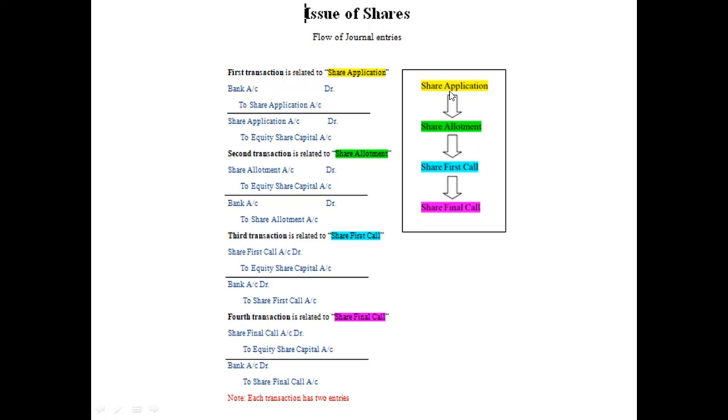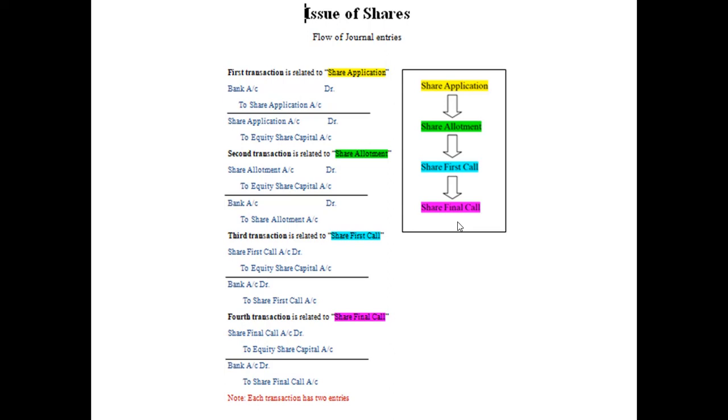First there will be share application, after that share allotment, then share first call and share final call. In some cases, the first call and final call can be combined together to form share first and final call. At that point there will be only three transactions: application, allotment, and first and final call. But if the first call and final call are separated, then you can have them separately. Again, there can be share first call, share second call, and final call, that is a third call also.